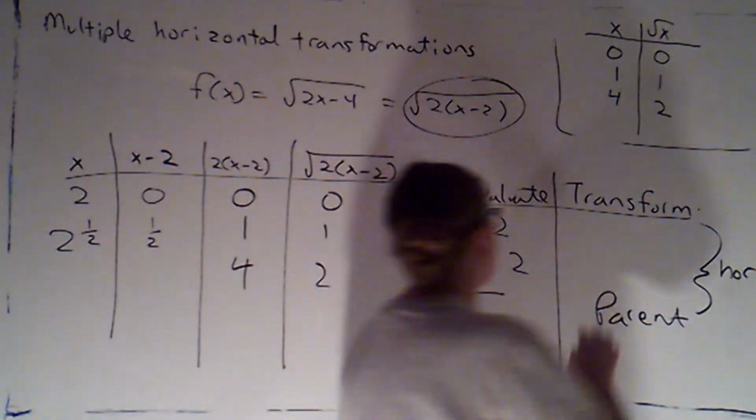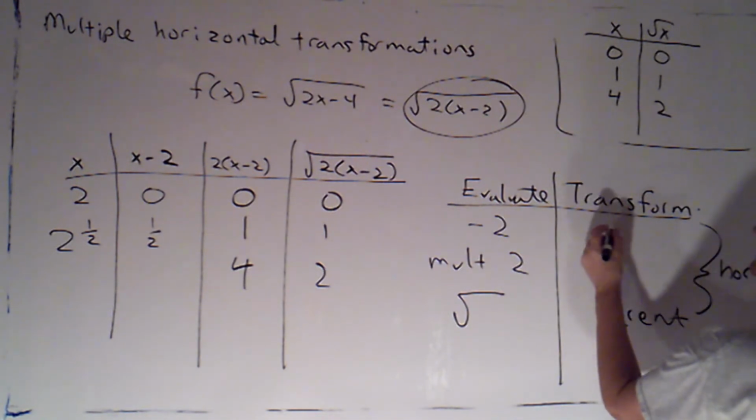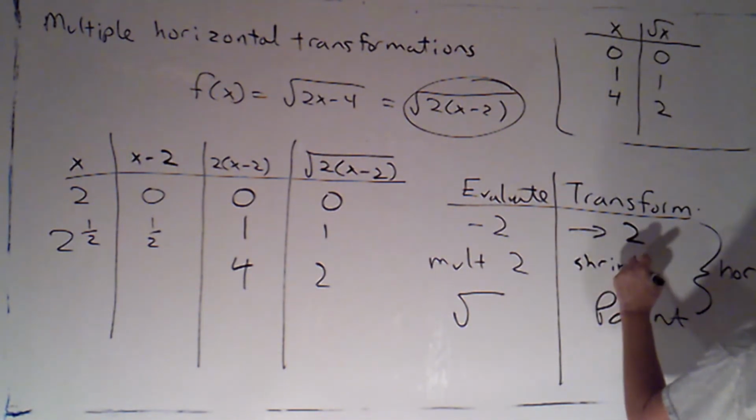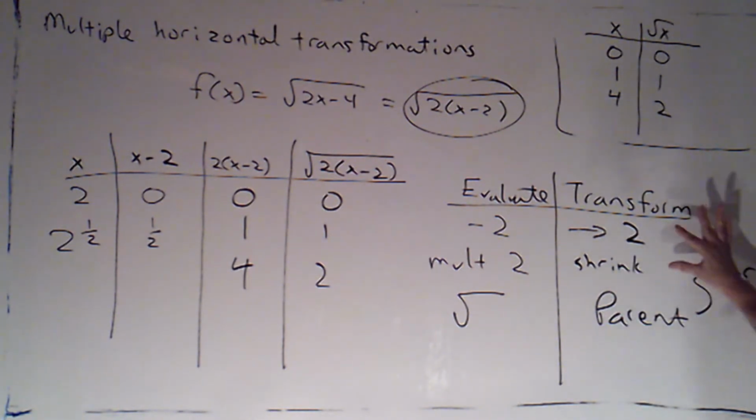And then I know that this is going to be shifting things to the right 2, and this is going to shrink things by a factor of 1/2. And that was the order in which Maud did those things, and that worked. That gave us the correct graph.